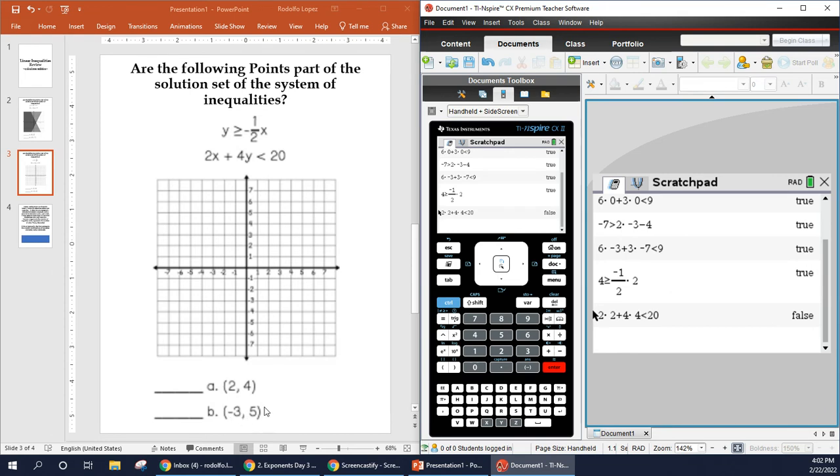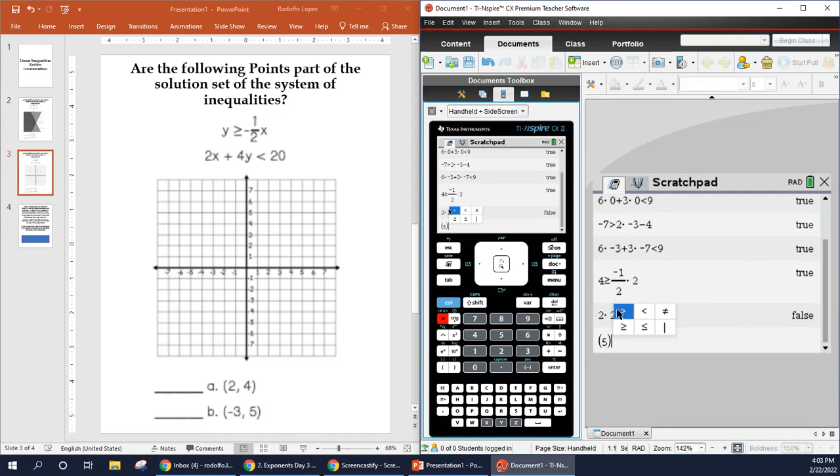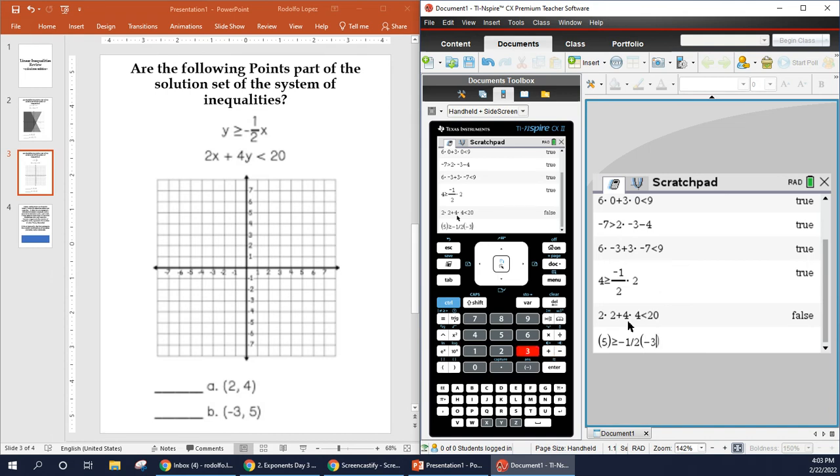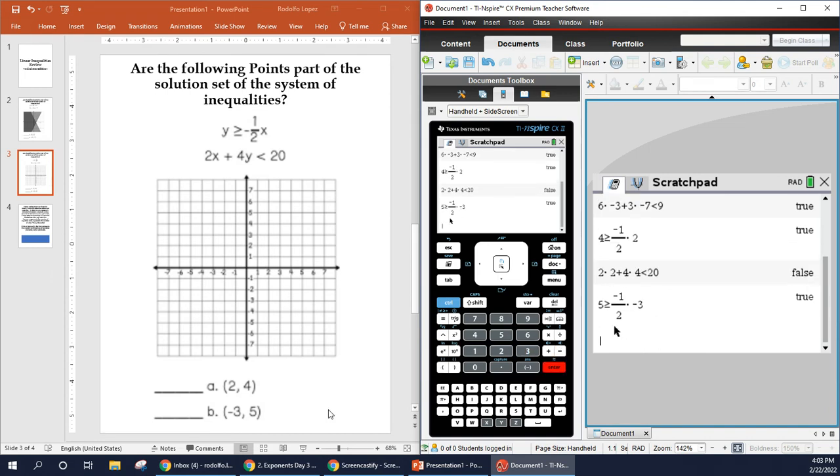Let's check the next one, negative 3 and 5. So we go to the first inequality. We have y, which is 5, greater than or equal to negative 1/2 times x, which is negative 3. That's true. Let's see if point B is also in the second one.